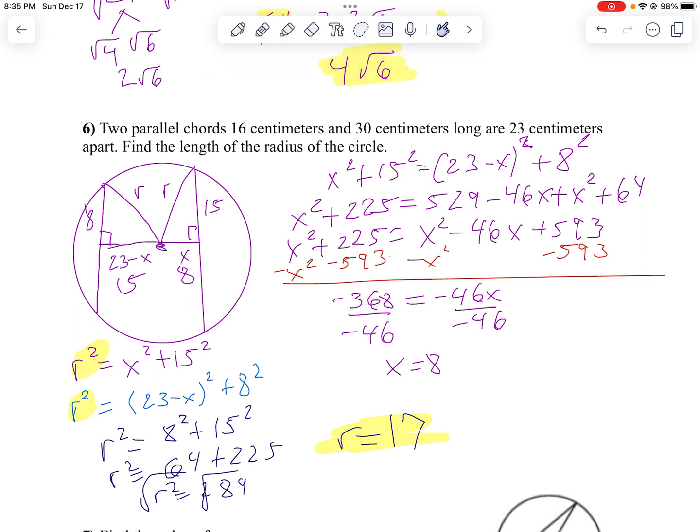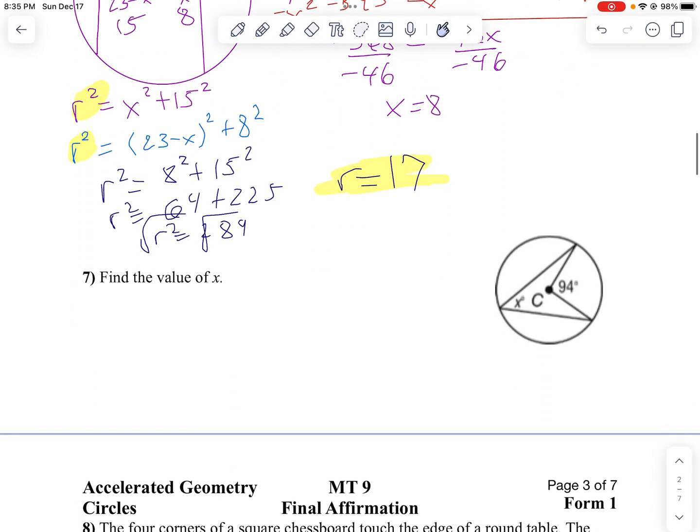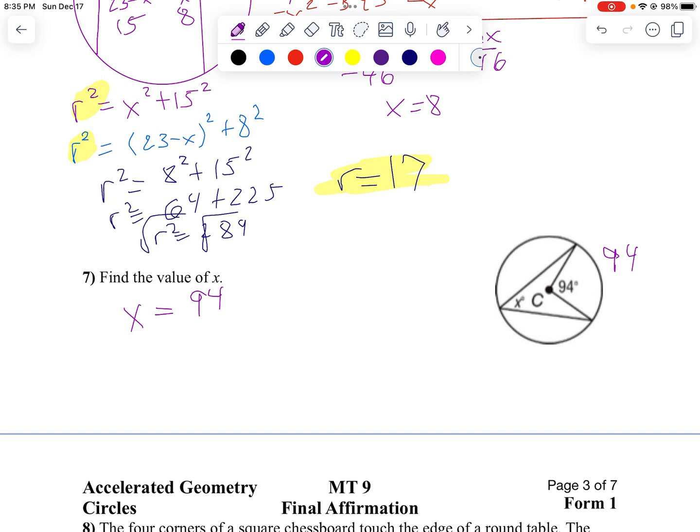That's definitely a complicated question, but kind of a fun one, I think. Okay, I want to find x. I know the central angle is the same as the arc. So in other words, my arc is 94. So x is going to be 94 divided by 2, which is 47 degrees.